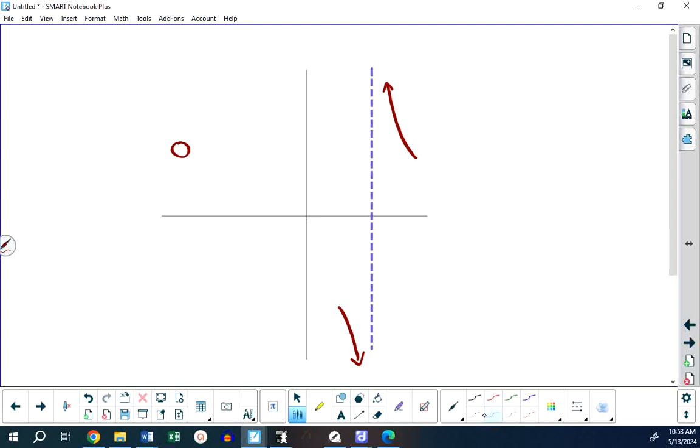I mean, maybe both pieces are pointing down, maybe both pieces are pointing up, maybe the left is up and the right is down, it doesn't matter. But the idea is, with this, I'm going to put a letter here. I'm just going to say it's x equals p. The idea is, as x approaches p, y gets infinite. Okay. This was in one of the first lessons that we did.